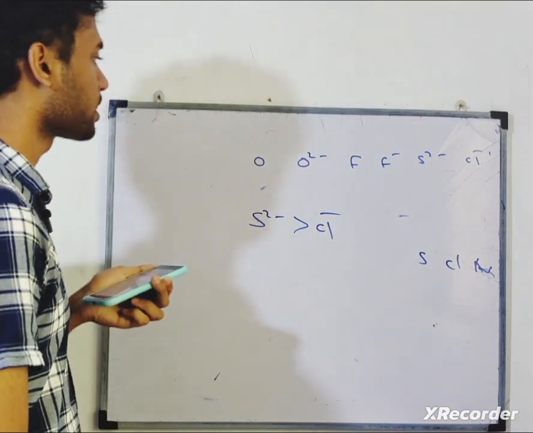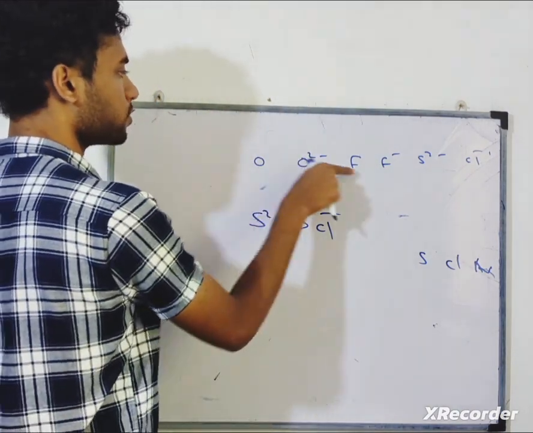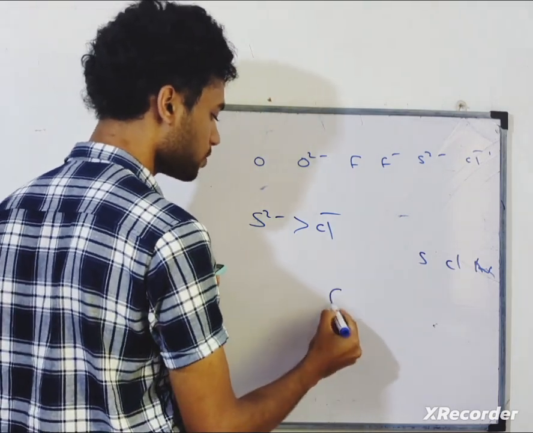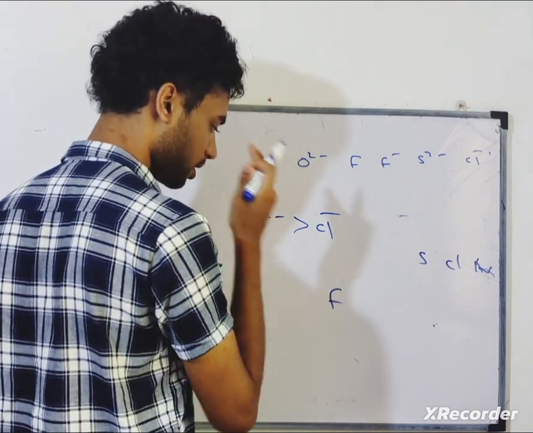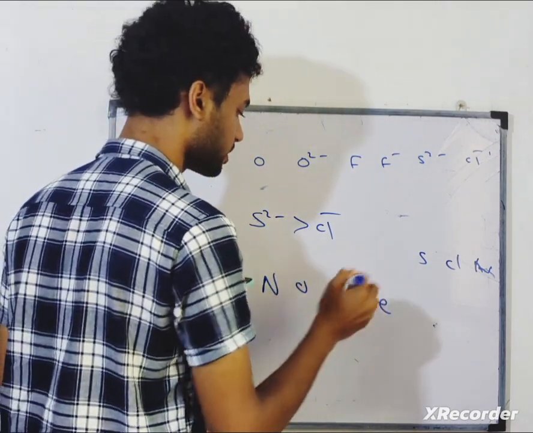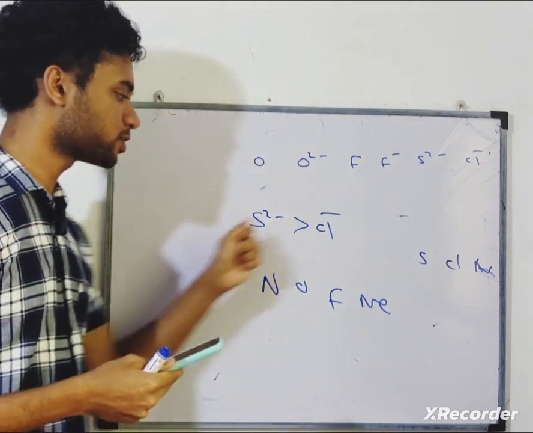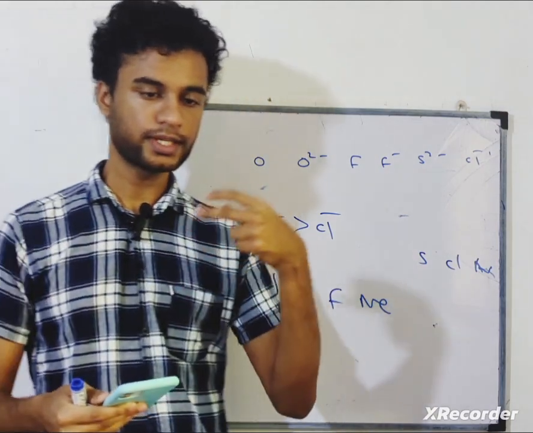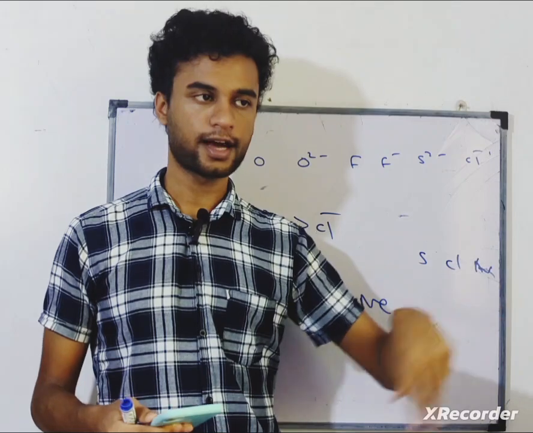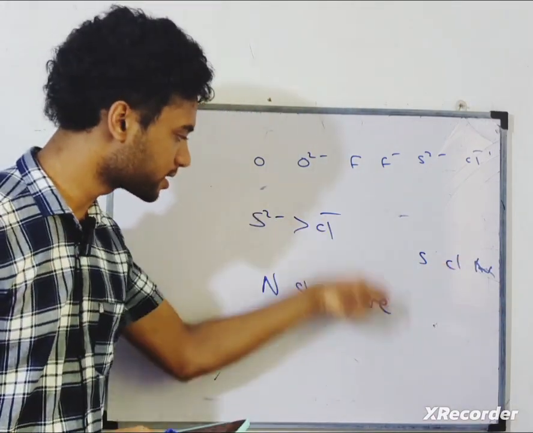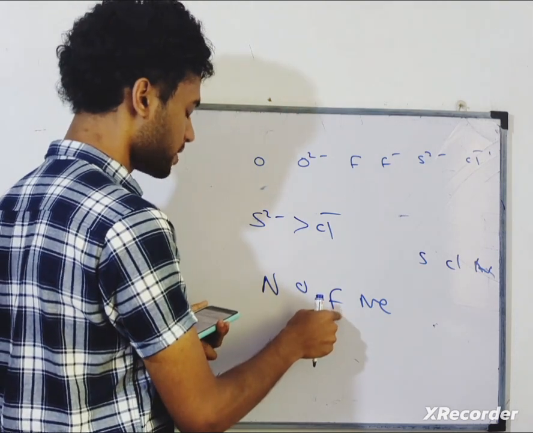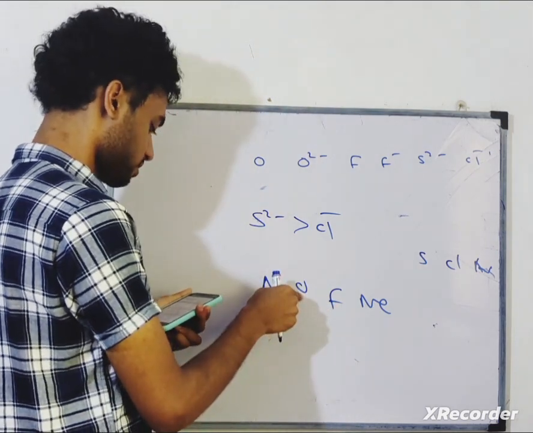Now listen, let's compare oxygen and fluorine. Fluorine comes like this: nitrogen, oxygen, fluorine, neon. When you go from left to the right, what happens to effective nuclear charge? It increases. Then the atomic radius decreases. So the atomic radius of fluorine should be less than that of oxygen.